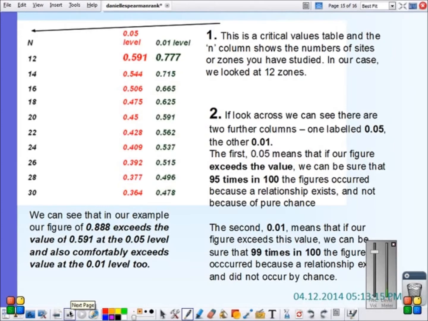If you look across, we can see there are 2 further columns, one labeled 0.05 and the other 0.01. The first, 0.05, means that if our figure exceeds the value, we can be sure that 95 times in 100 the figure occurred because a relationship exists and not because of pure chance. The second figure, 0.01, means that if our figure exceeds this value, we can be sure that 99 times in 100 the figure has occurred because a relationship exists and did not occur by chance.